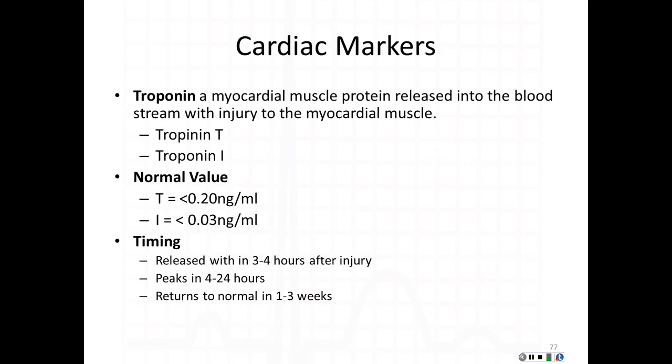Timing of these: they're released within 3 to 4 hours after injury. Even though the book says peak at 4 to 24 hours, most of the time you're going to see them peaking closer to the 12 to 24 hour period. It does take them 1 to 3 weeks to go back to the normal ranges. When this patient comes into the emergency department, we'll draw cardiac markers, and then repeat them every 8 hours times 2 to see how these markers are rising or falling, depending on what time frame the patient says they began with the chest pain.